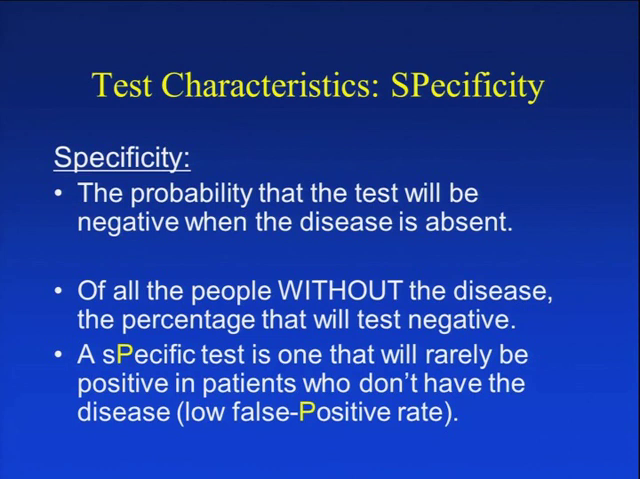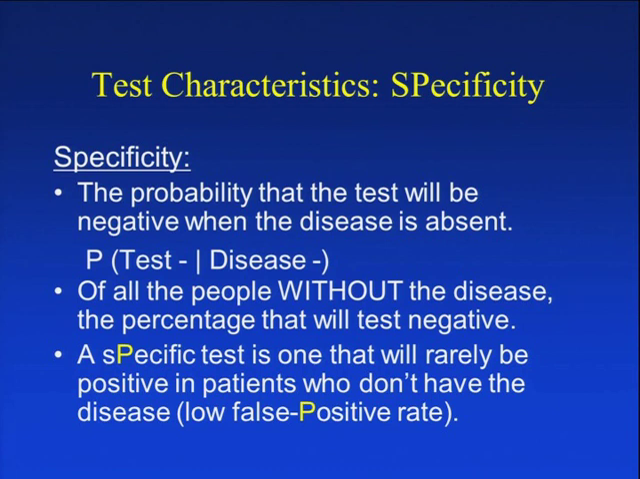Specificity is the opposite. Specificity is basically stating it's the probability that the test will be negative when the disease is absent. In other words, what is the probability of the test being negative given the fact that the disease is not present as measured by the gold standard? Another way of saying it is that of all the people without the disease, what is the percentage of those that will test negative?